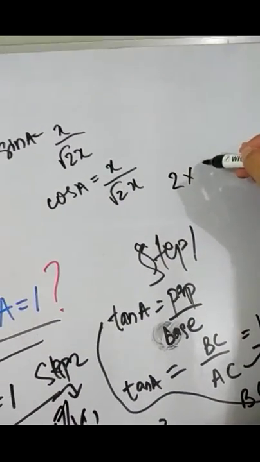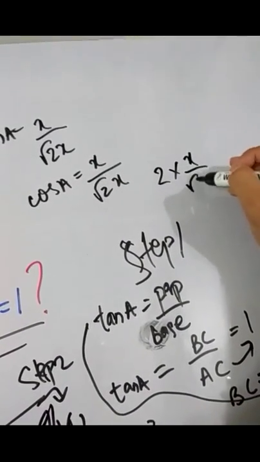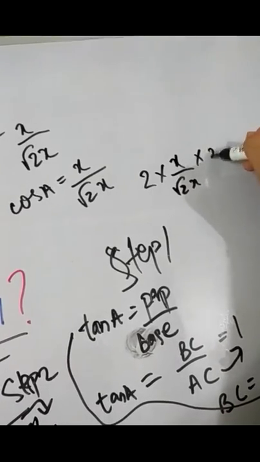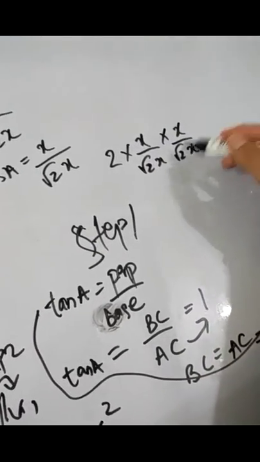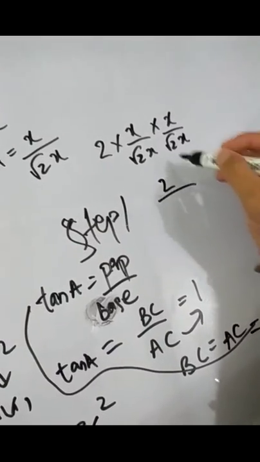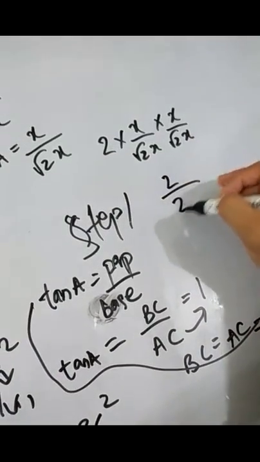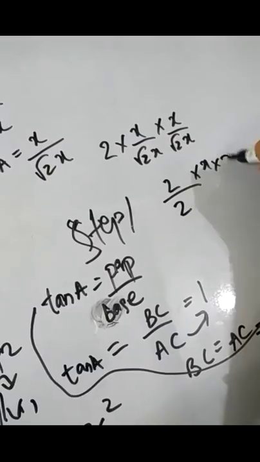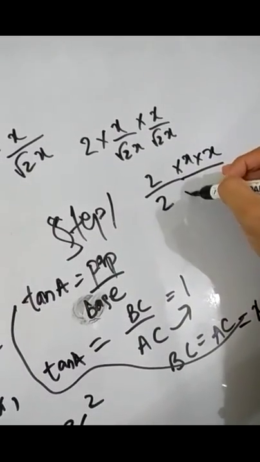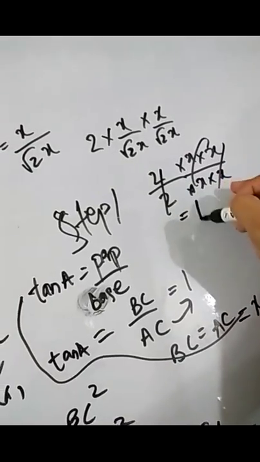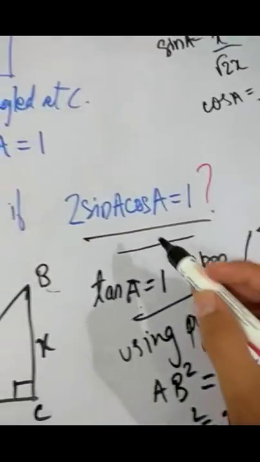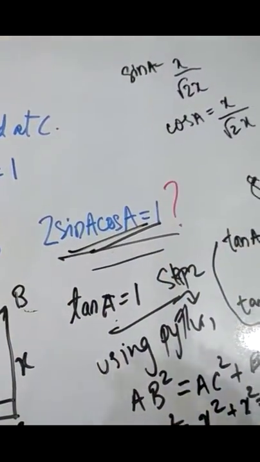Now we put it here. 2 sin A cos A. And this root 2 into root 2 equals 2, and x into x into x into x all gets cancelled, equals 1. That's what we have to verify here, and we verified it.